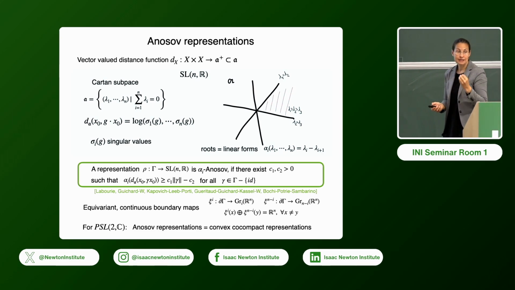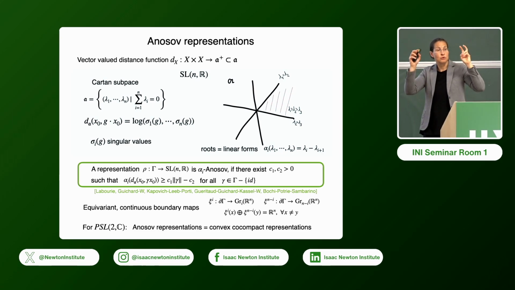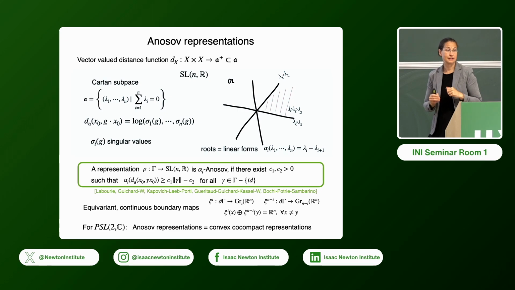Okay, so this is now what we use as a replacement of a metric in some sense. And then the definition of Anosov representation is just: you have a representation of your finitely generated group into your Lie group, SL_N(R), which is a quasi-isometric embedding with respect to this kind of metric. It's not a metric, but it's some length function. So this depends on a simple root.